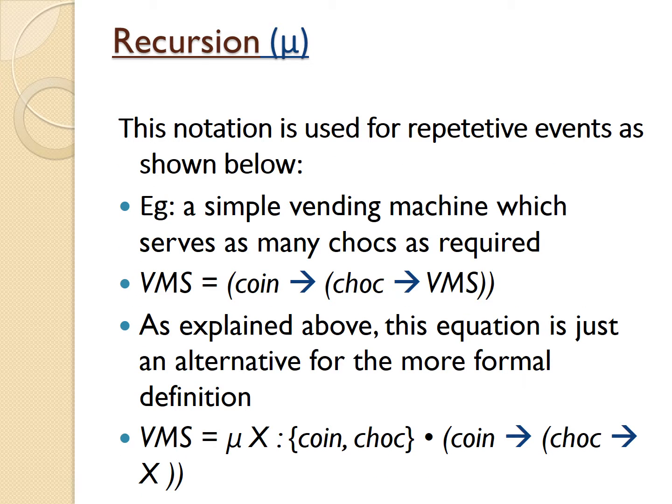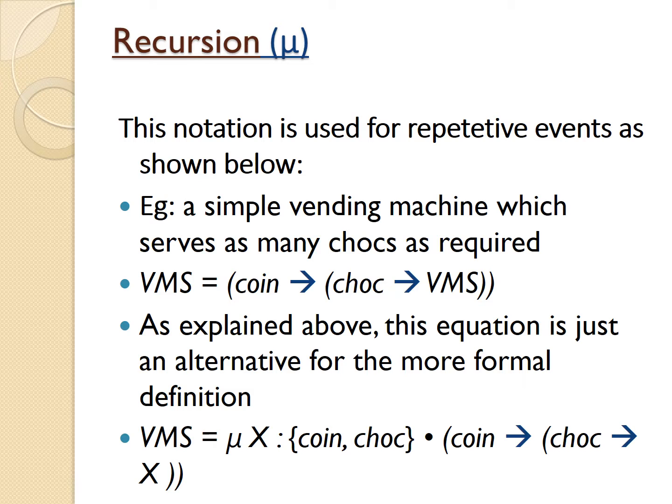The next notation is recursion. This notation is used for repetitive events as shown below. So there will be a number of repetitive events occurring one after the other. For example, in a vending machine, after one customer, another customer also comes and performs the behavior, so it is repetitive. Writing it in prefix form takes a lot of time to notate, so recursion is used to avoid the large notations. It is a simple way to describe the behavior of a system. So in place of so many prefixes, we use recursion.